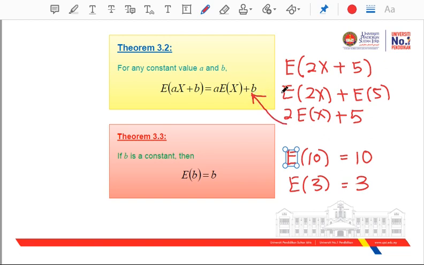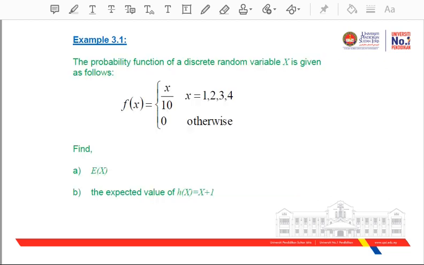So aE(X) + b, where b is actually a constant. Any constant you can put outside of the expected value, because it makes the calculation easier. Actually, it's not necessary to put it outside, but it's good if you can, because it makes your step simpler to find the mean. And also remember, the expected value of a constant is a constant. Okay, let's look at Example 3.1.